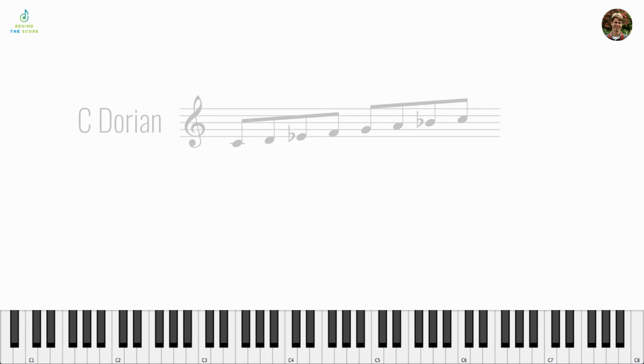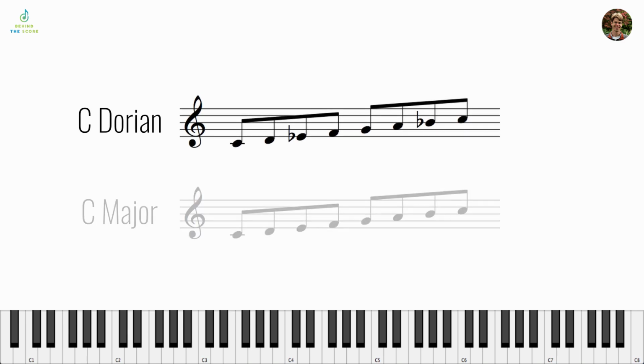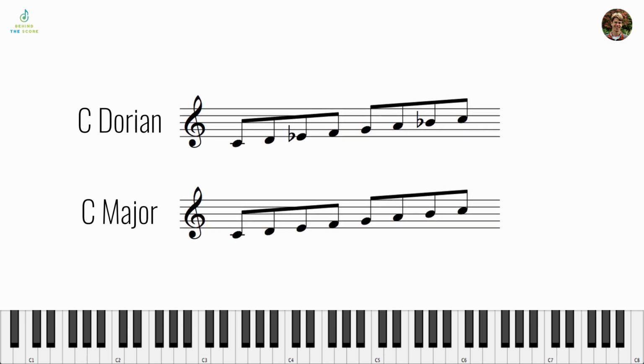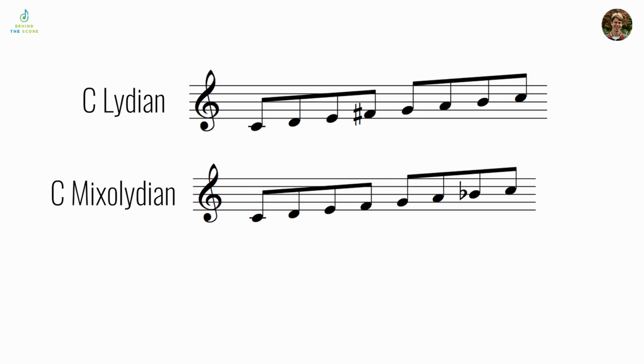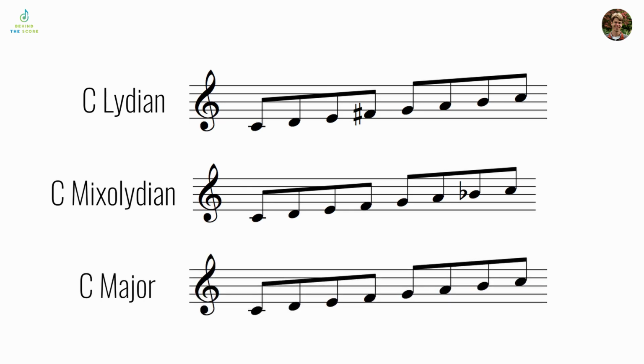But let's consider C Dorian on its own. It looks like we've taken a C major scale and lowered the third and seventh degrees. And we express this by writing flat 3 and flat 7. However, remember the past two modes, Lydian and Mixolydian, were pretty close to the major scale. They only had a one-note difference.